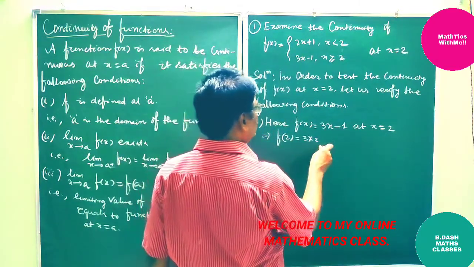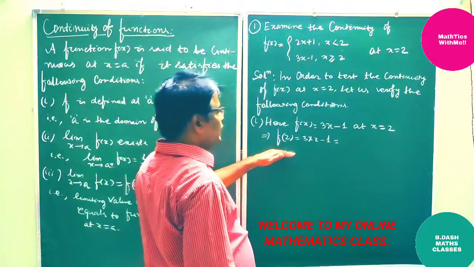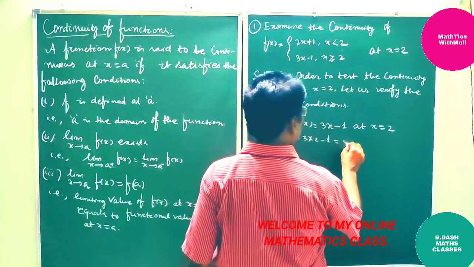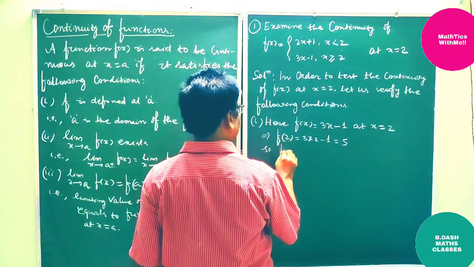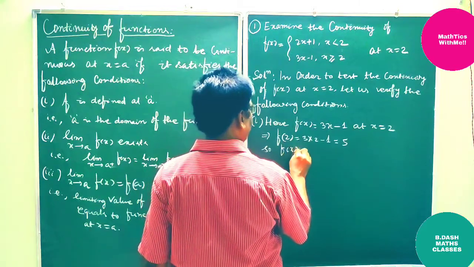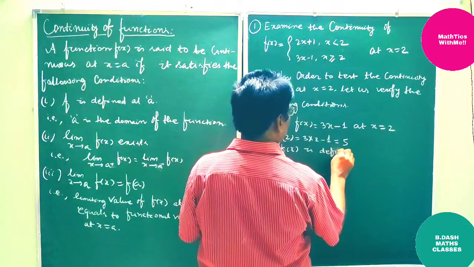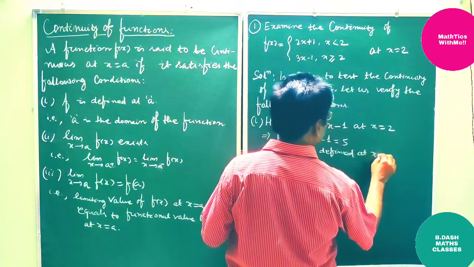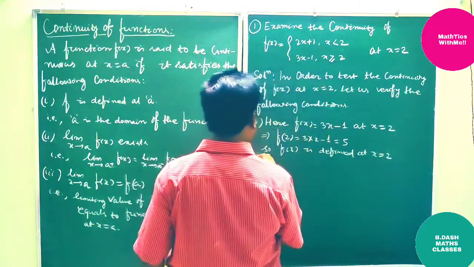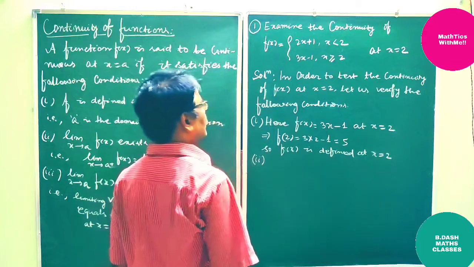So f of 2 is equal to 3 into 2 minus 1, which is equal to 5. So f of x is defined at x is equal to 2. Now let us proceed to verify the second condition.